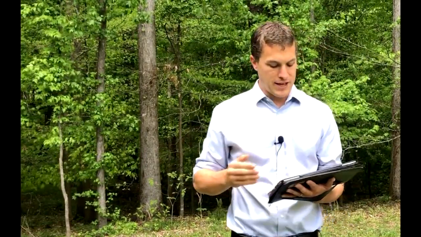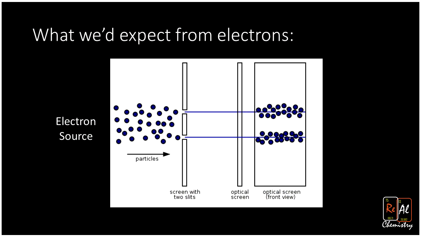Instead, we'd see something like this, where behind each slit, we get a little pile of electrons. If the electrons hit anywhere on that screen with the two slits, where the slit isn't, they just get stopped by that screen. And that's it. There's no interference pattern. Here's the crazy thing.